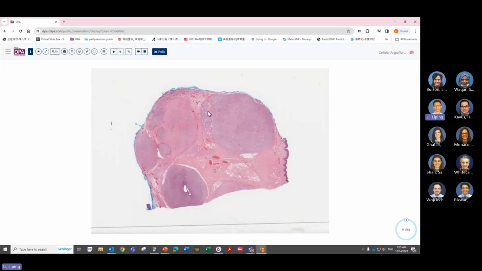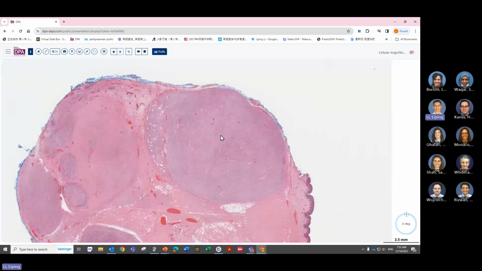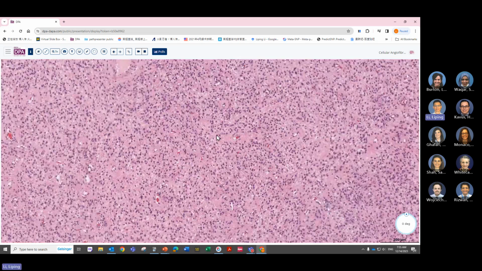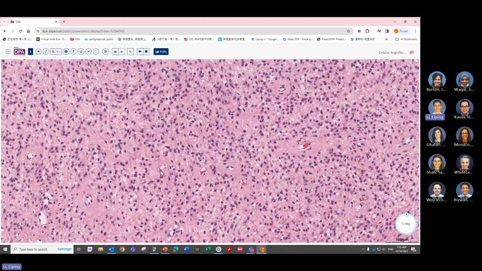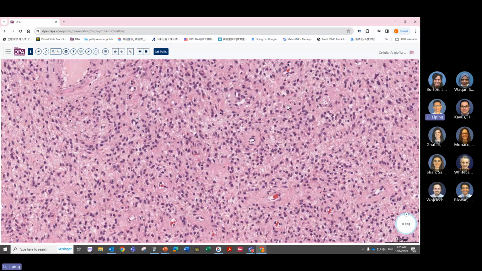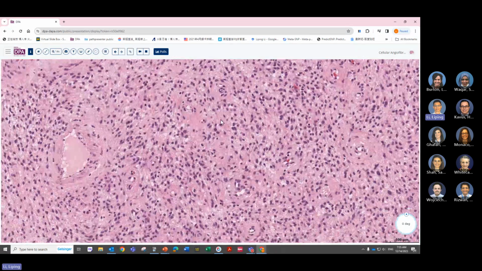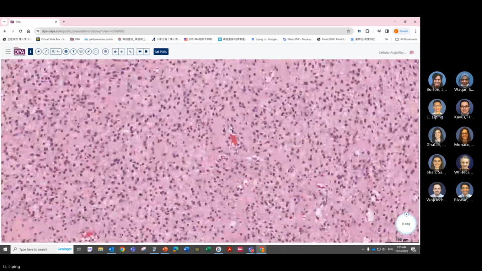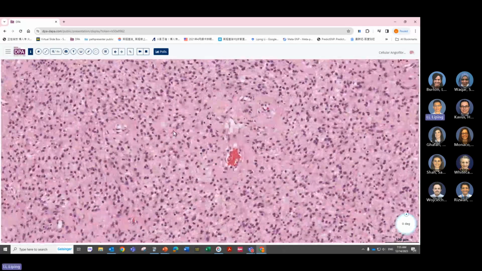Another one, multiple nodules separated by this fibrous septae. And then this one we can see entrapped adipocytes here, and really hypercellular. Zoom in to see this vessel wall, really hyalinized thick wall vessel. And then lots of these bland looking spindle cells, but they all look the same. And then cellularity is relatively high.